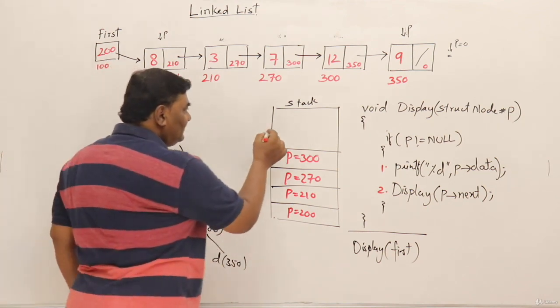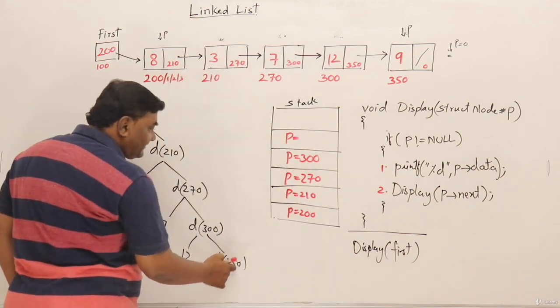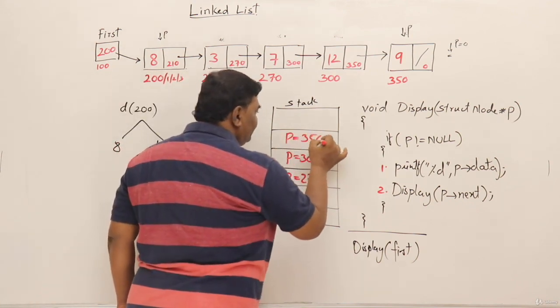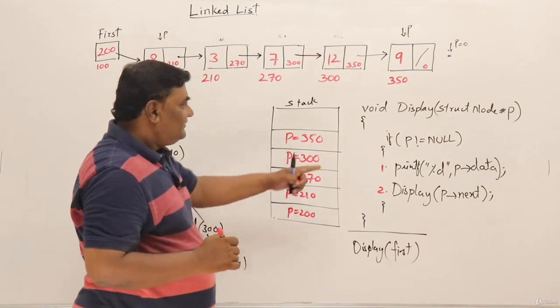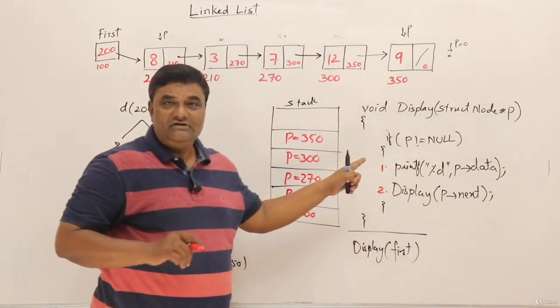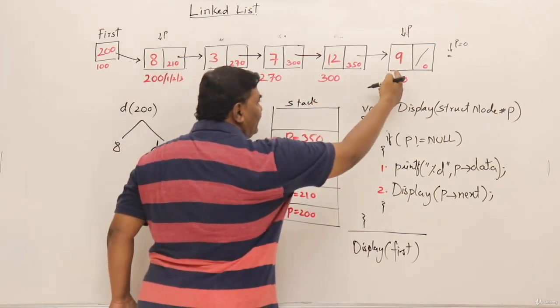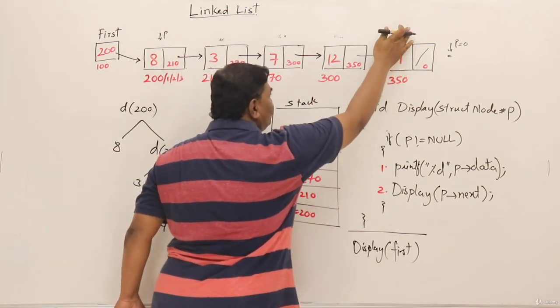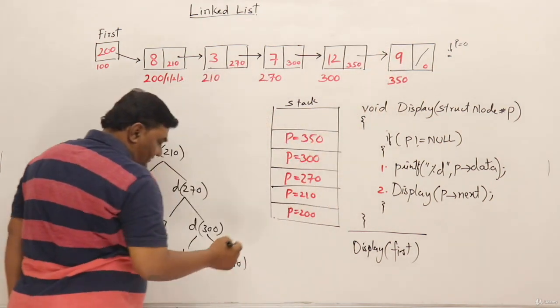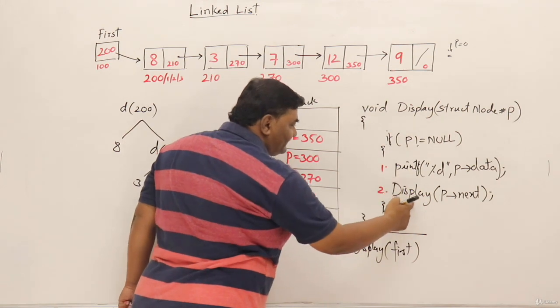Now again it's a new call. So for a new call, again an activation record is created. This time the P value is 350. Now fresh call. P is not null. 350 is not null. Then print. What is the value in address 350? Value is 9. Then the next step is call itself on next.